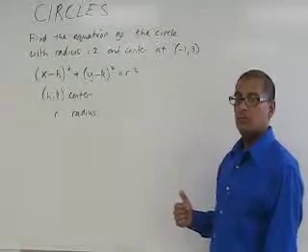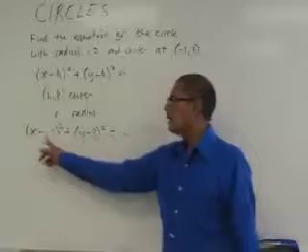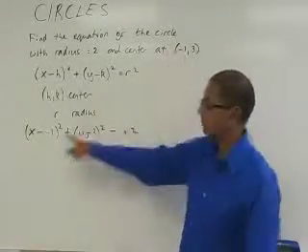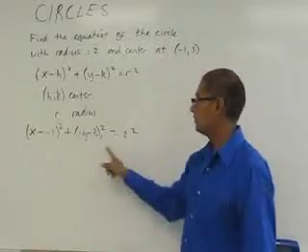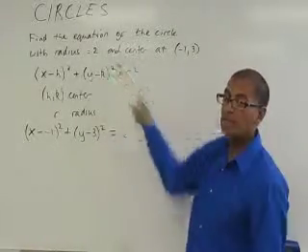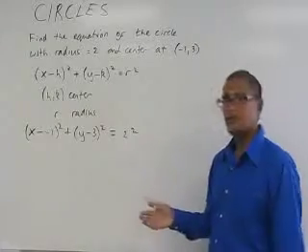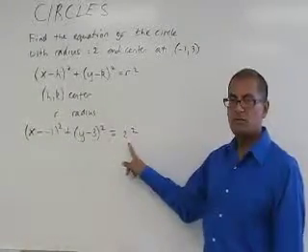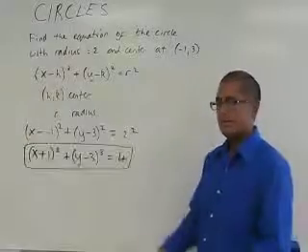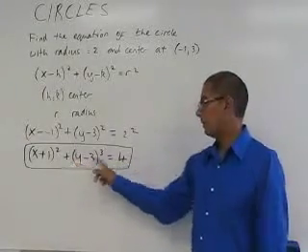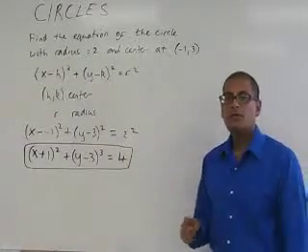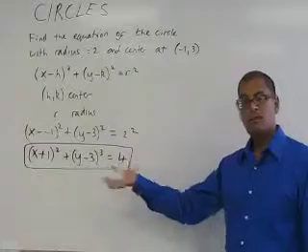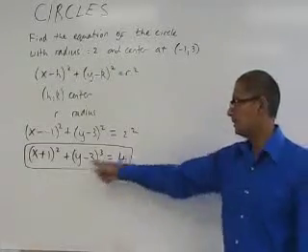So if we do that, we end up with x minus negative 1 squared plus y minus 3 squared equals 2 squared, the radius squared. So simplifying, this is going to be a plus, and 2 squared is 4. So we end up with x plus 1 squared plus y minus 3 squared equals 4. So that's the equation of my circle here, and from here we can see the radius and the center.